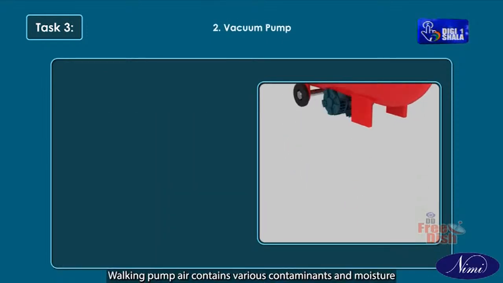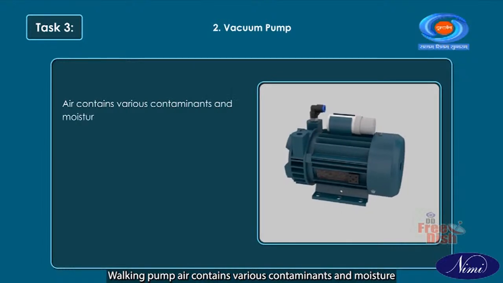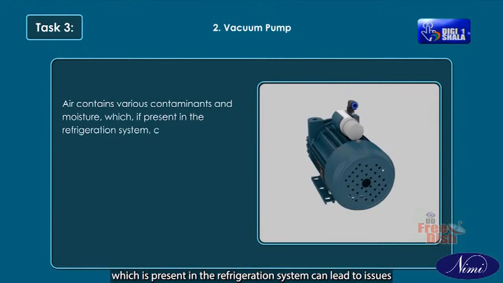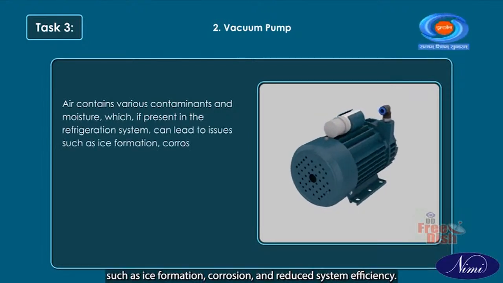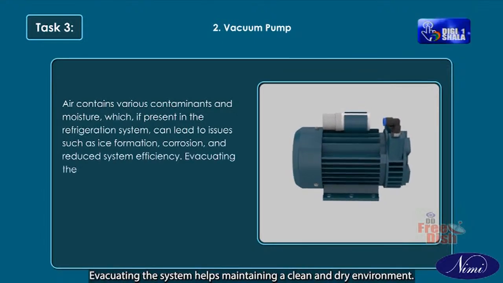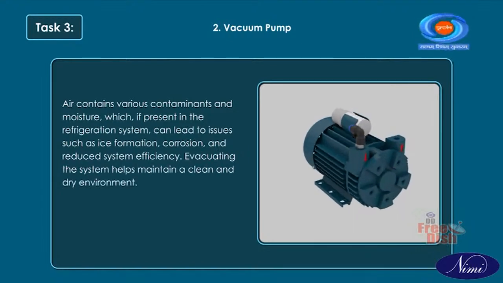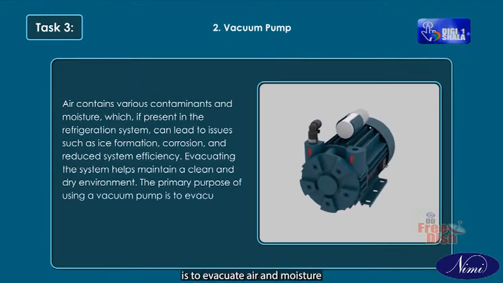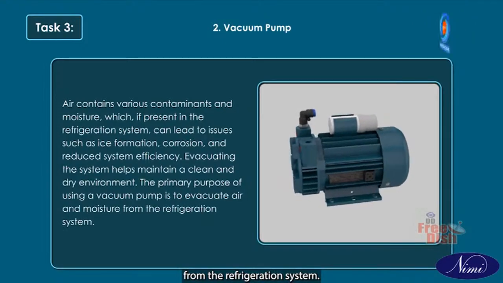Number 2. Vacuum pump. Air contains various contaminants and moisture which, if present in the refrigeration system, can lead to issues such as ice formation, corrosion and reduced system efficiency. Evacuating the system helps maintain a clean and dry environment. The primary purpose of using a vacuum pump is to evacuate air and moisture from the refrigeration system.